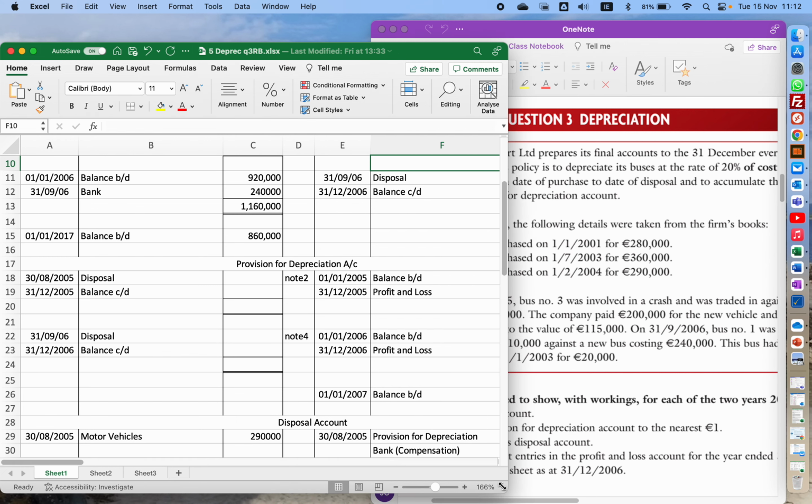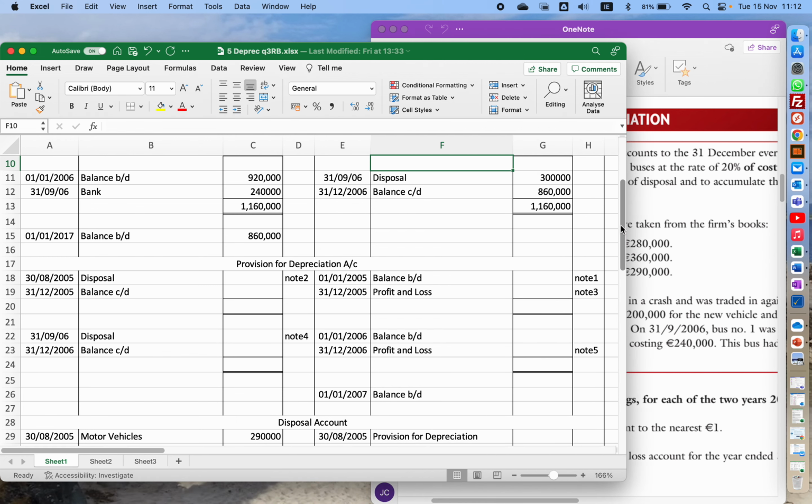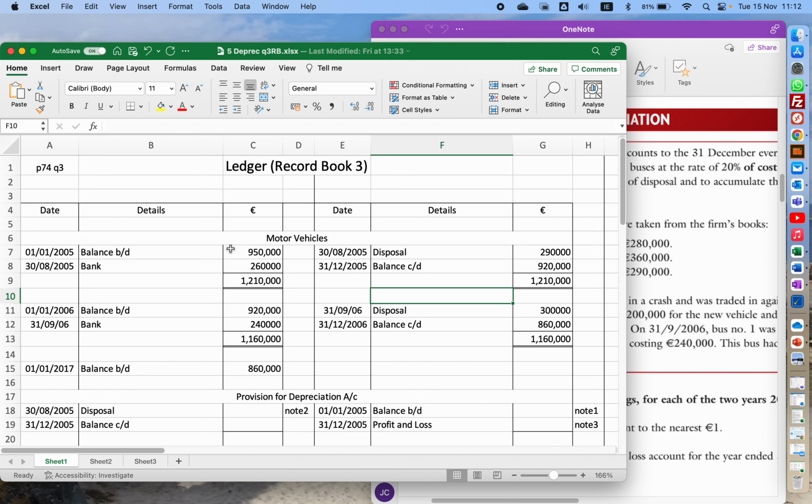But the layout that we've been traditionally using here is our motor vehicles account. So motor vehicles account, whether we use straight line or reducing balance, it will always look the same. You've already done this question, so that's why I'm not going to focus on the motor vehicles. I'm assuming we were all able to do this no problem before. Okay?